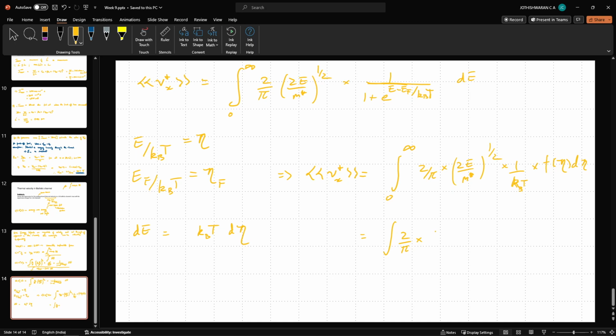So this is 2 pi into 2 by m star to the power half, or let me bring the kBT factor also in here: m star times kBT to the power half. Now I will re-expand this eta to the power half into 1 plus e to the power eta minus eta f, d eta, again from 0 to infinity.